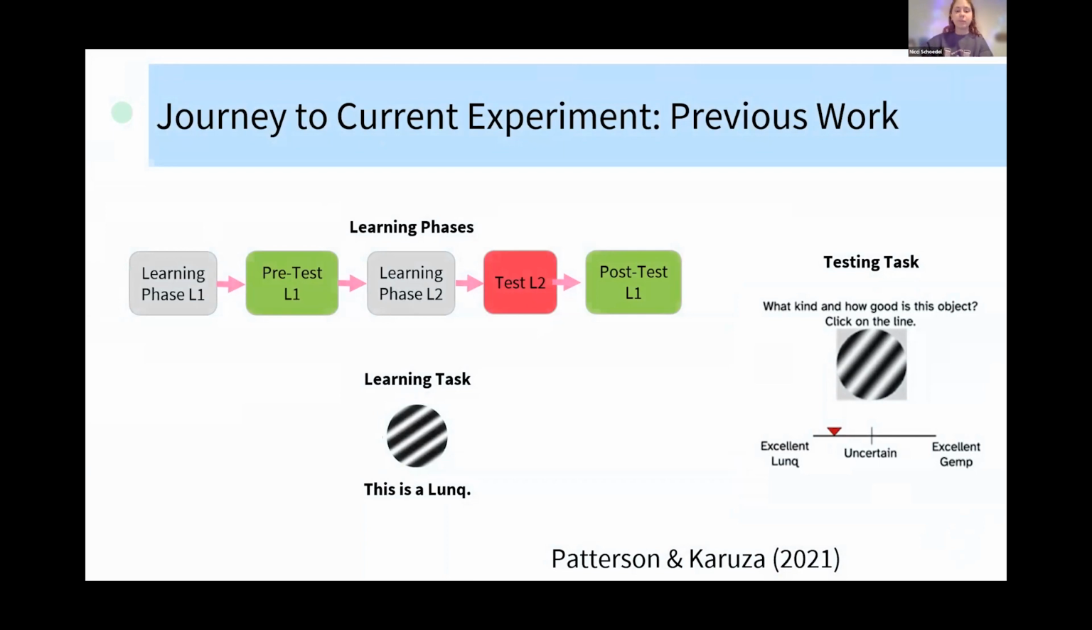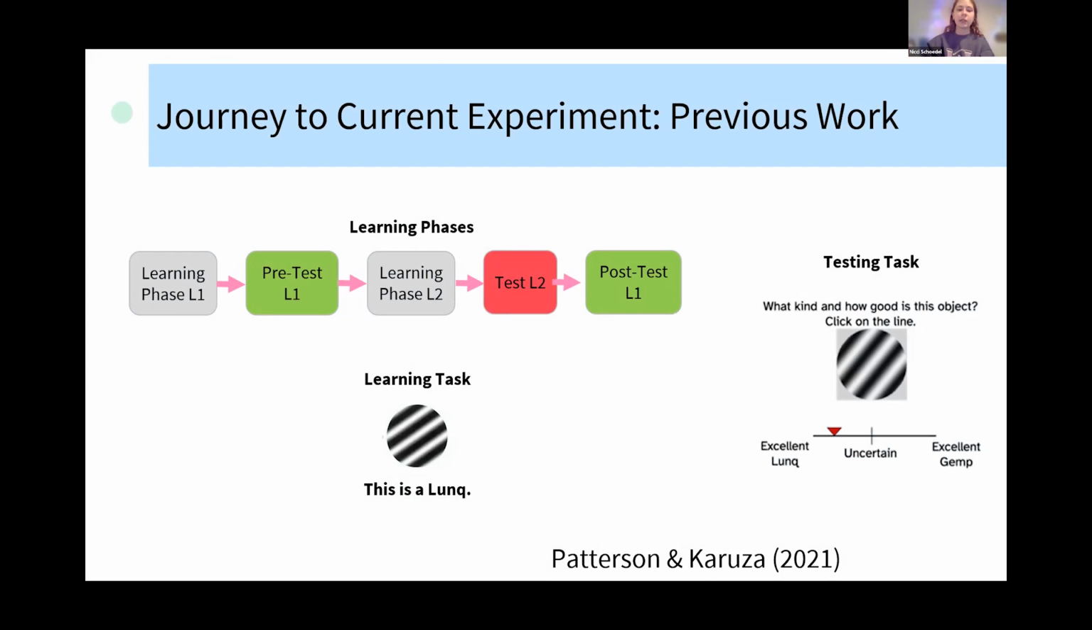Previously, our lab, specifically Dr. Elizabeth Cruza and Dr. John Patterson, conducted an experiment where monolingual participants attempted to learn two artificial languages in a sequential format. The first phase of this experiment included a learning phase of language 1 and a test on language 1. The second phase included a learning phase of language 2, a test on language 2, and then a retest on language 1. These pre and post tests of language 1 were then used in the analysis to determine the effects of learning the second language on the representation of language 1.